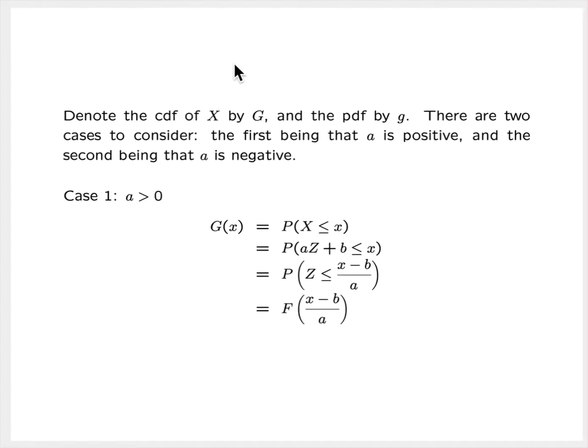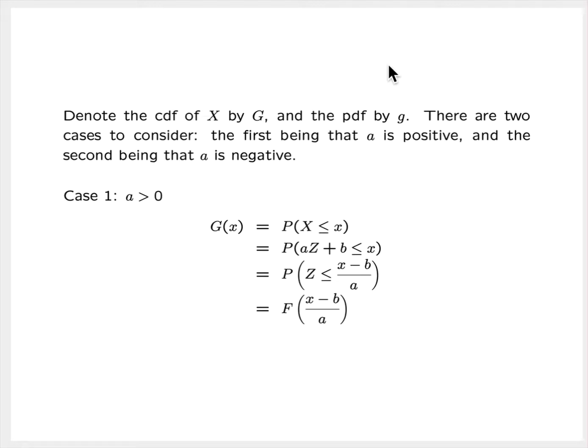So let's denote the CDF by capital G. We're using capital G because, remember, we've already used the uppercase letter F for the CDF of the special case normal random variable z. So the CDF of x is going to be denoted by capital G, and we will denote the PDF of the distribution of x by lowercase g.